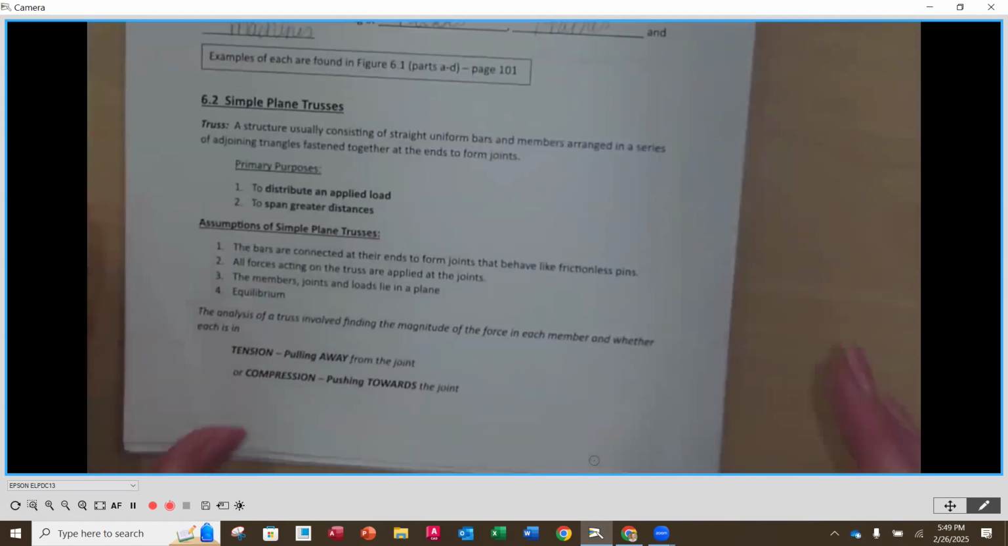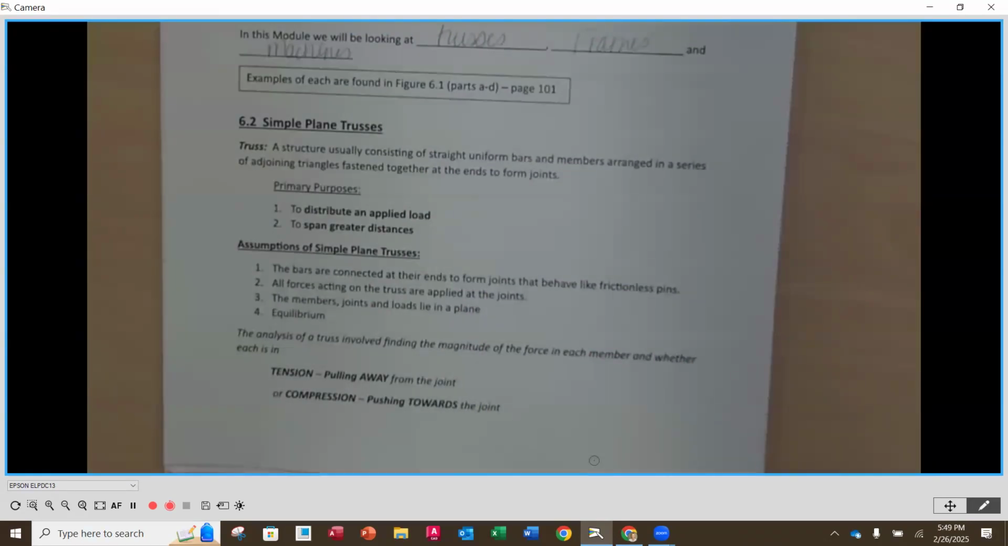Okay. So now as we look at our next section here, it's called simple plane trusses. So in statics, we are going to be dealing with trusses that are just in a single plane, meaning we're not worried about that three-dimensional view. We're looking at just the X and the Y planes. Now, it says here the primary purposes of a truss are going to be to distribute an applied load and to span greater distances. That's why trusses are used for bridges. It's kind of a natural because we can take that load, we can distribute it over a longer length by using different types of truss arrangements.